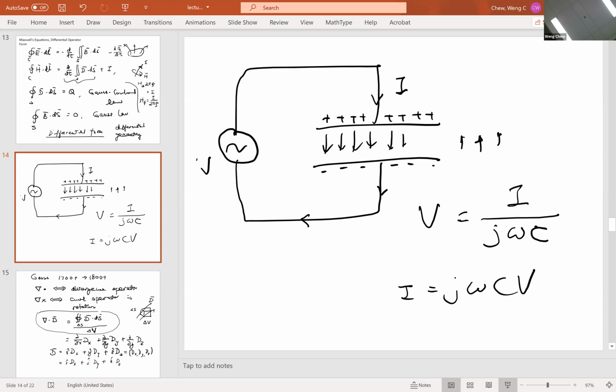And I guess at that time, I don't know why Ampere ignored it. He just threw it out of his equation. And if you don't have that term, you don't have waves. Something very important.